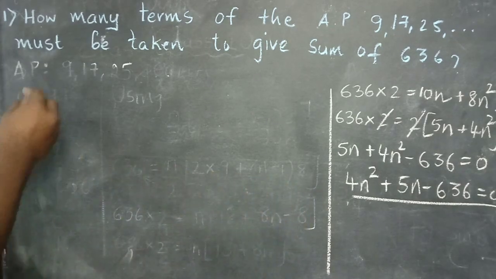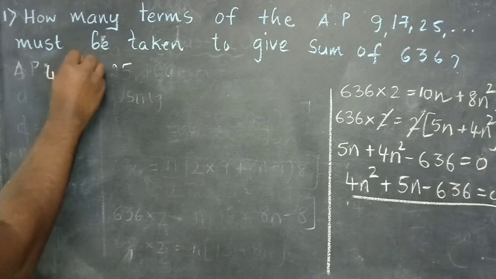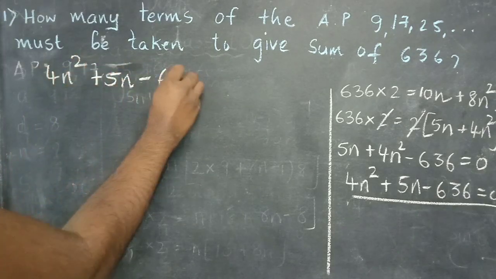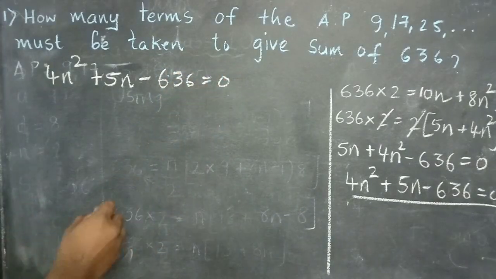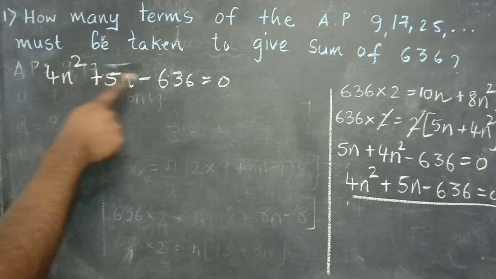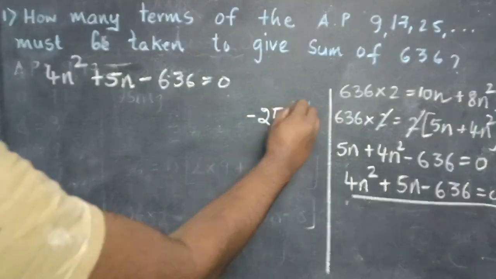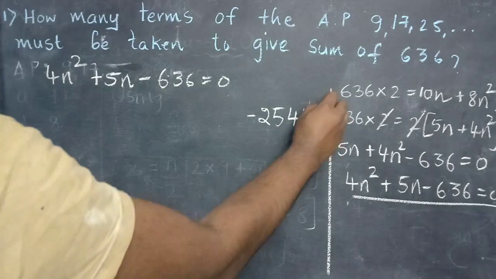Now what is the quadratic equation? 4n square plus 5n minus 636 is equal to 0. Now multiply the first term and the last term. What we get is minus 2544 n square.